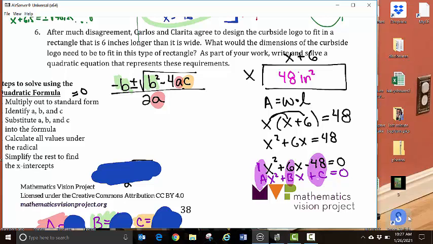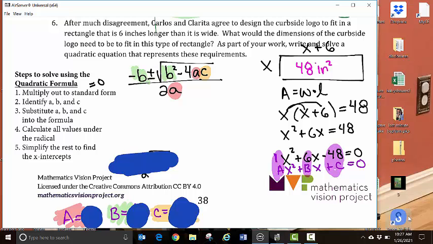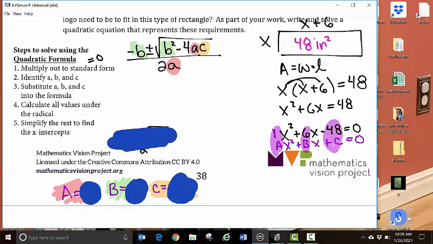So here's how we do it. I'm going to show you this one, and then your group will do the next one. It says multiply out to standard form. We did that, step 1. Identify A, B, and C. Okay, so for time's sake, I'm going to remind you, would you guys agree that our A is 1? Okay, it's in front of the x squared. Our B is 6, it's in front of the x. And our C is negative 48. Okay, so we've done step 1 and step 2.